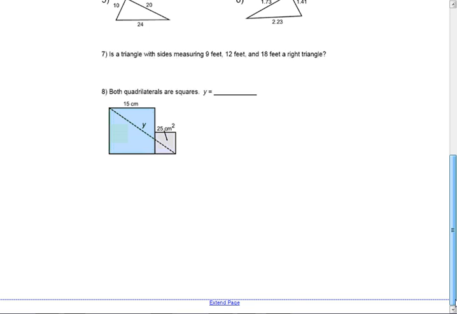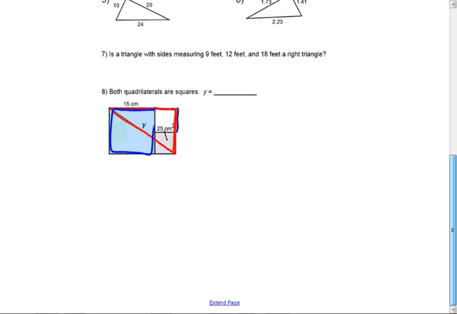Oh, we can do that. We're going to complete this rectangle so that I have a right triangle here. I need to know all the sides. Now, this is a square. So if this side's 15, how big is this side? 15. So how big is this side? 15.